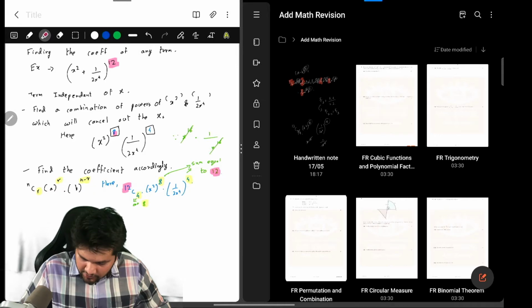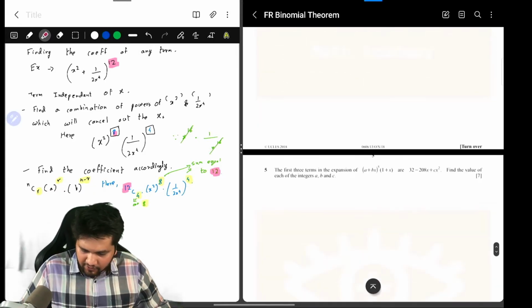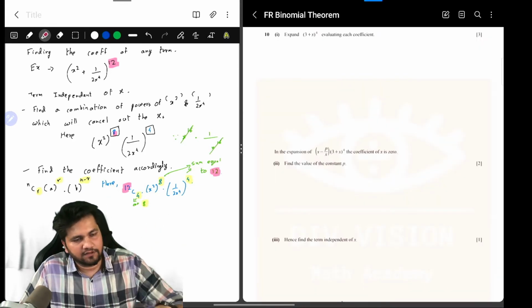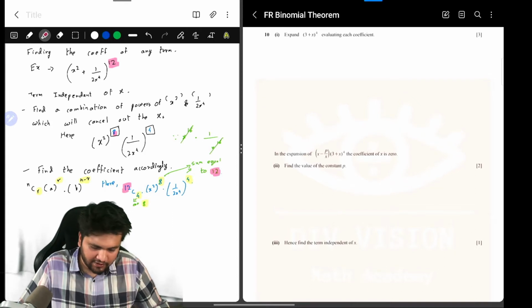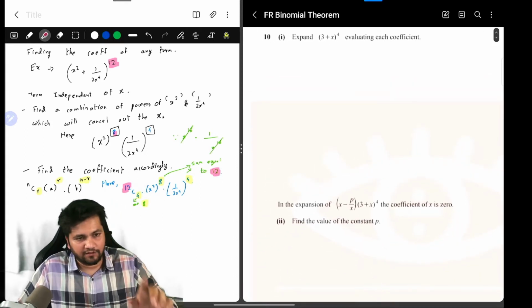Okay. Let's do some of the questions quickly. So these are only 5 questions. Probably I'm going to do a couple of questions in this batch, a couple of questions in that batch. Maybe I'll just combine the recordings whenever it is necessary. So as you can see, the first one is expand 3 plus x to the power 4, evaluating each coefficient.